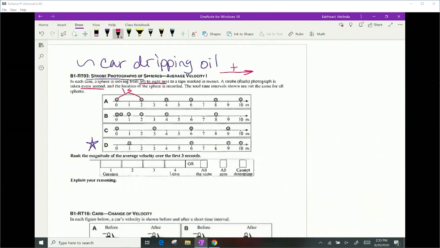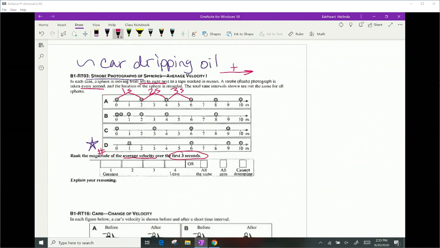This is 1 second. This is the end of the second second. This is 3 seconds. And I'm going to stop there because if you read the question, it says, rank the magnitude, that just means number, of the average velocity for the first 3 seconds.